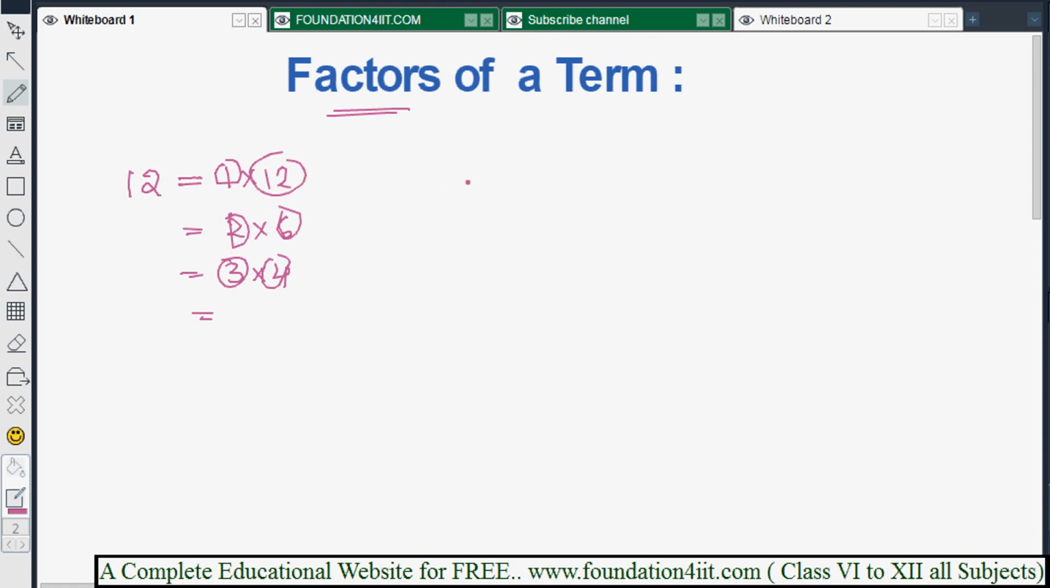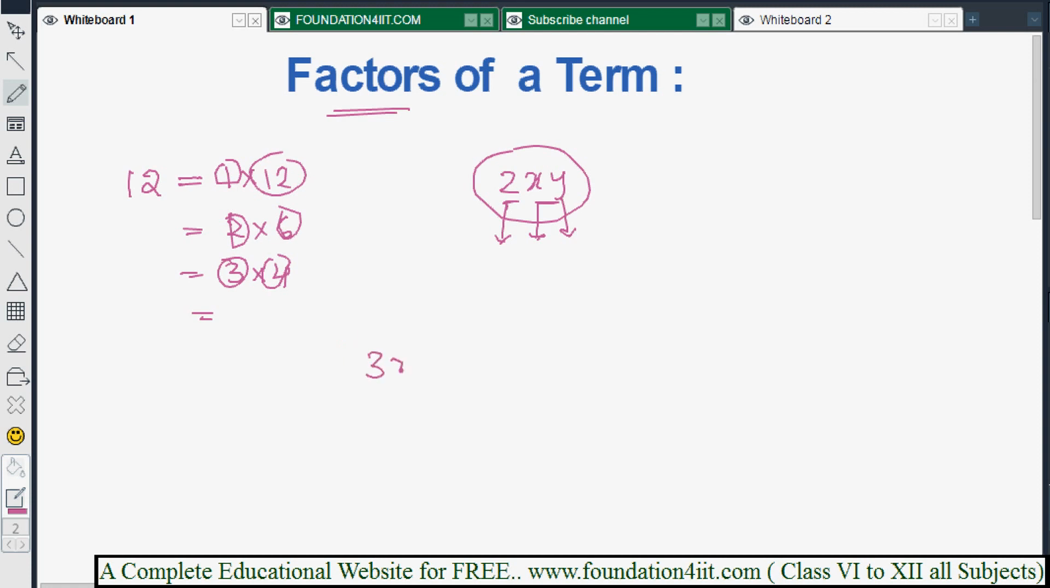Similarly, when you come to an algebraic expression, for example 2xy is a term. In this, 2 is a factor, x also is a factor, y also is a factor. So we can state the definition like this: when two or more quantities, numbers and literals (a number is 2, literals are x and y), are multiplied to form a term, then each one of these quantities is called a factor of the term. Each one: 2 is a factor, x is a factor, y is a factor.